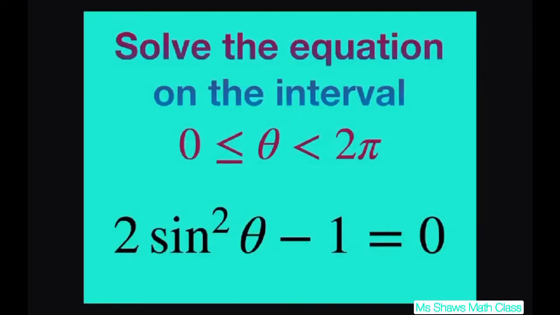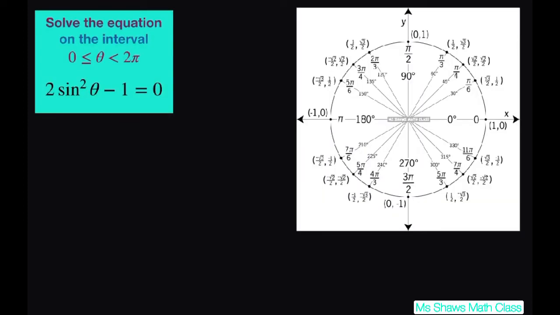Hey everyone, we're going to solve the equation on the interval 0 to 2 pi for 2 sine squared theta minus 1 equals 0. So the first thing we want to do is go ahead and solve for sine. So I'm going to add 1 to both sides of the equation. You get 2 sine squared theta equals 1, divide both sides of the equation by 2, so you get sine squared of theta equals 1/2.